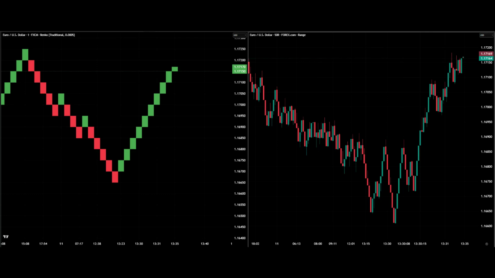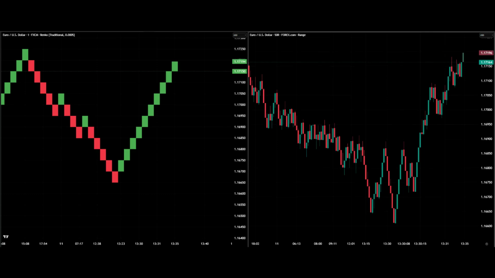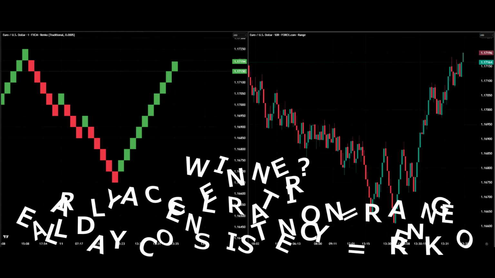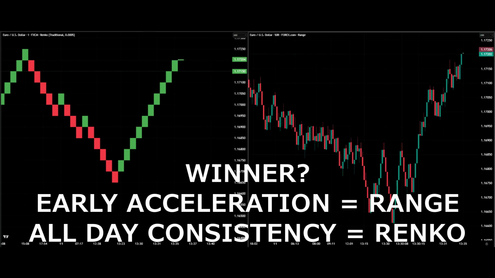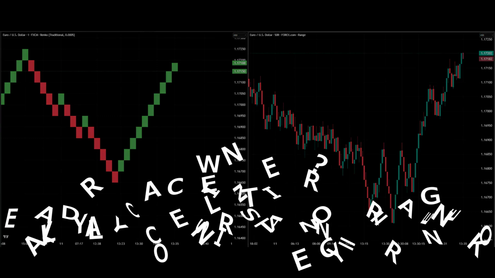So the mini score here, the FX session flow test: I think it's a tie really between the two. Probably the range bar, as you can see on the charts, is more active, so you might get that early acceleration that you're looking for, but for all-day consistency, Renko holds the top.